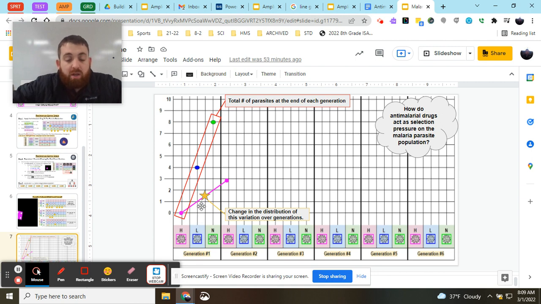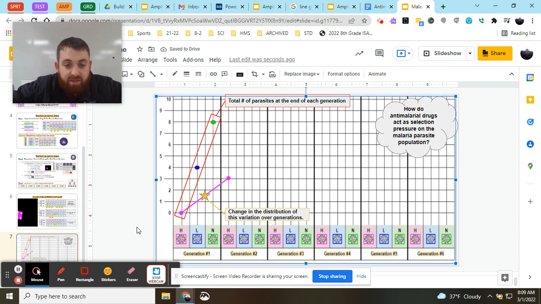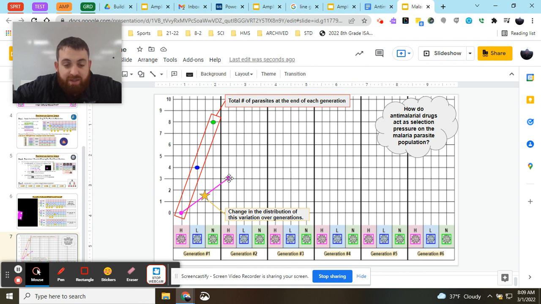Next, I'm going to go into my generation 2 data, and I'm going to plot points again based on how many I have for each type. So whatever that may be. So for example, let's say for purple, my high resistant parasites, I have 3. I would put a dot here, and then I would draw a line from the first dot in generation 1 to the second dot in generation 2.